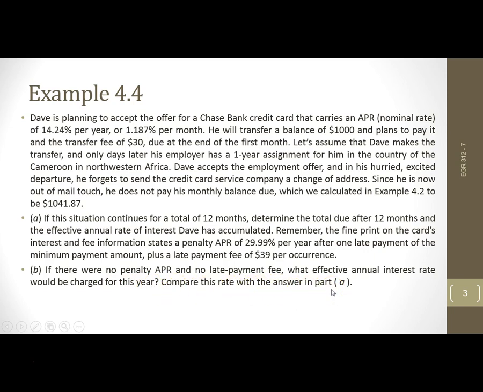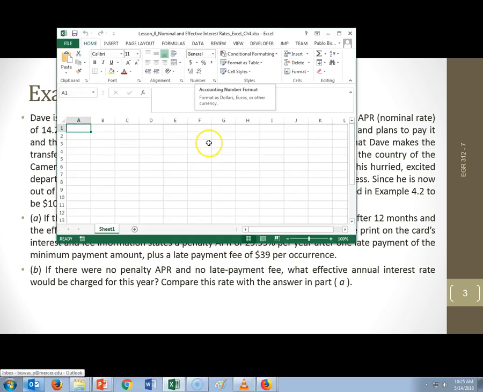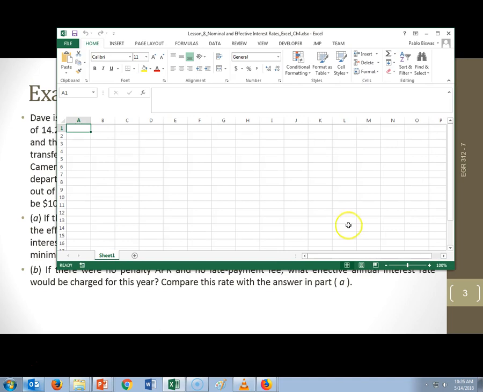So let's open Excel first and then go from there. First let's set up the Excel for this particular problem. There are 12 months because he is 1 year away from home. Let's say this is month, starting from 0, 1 up to 12.